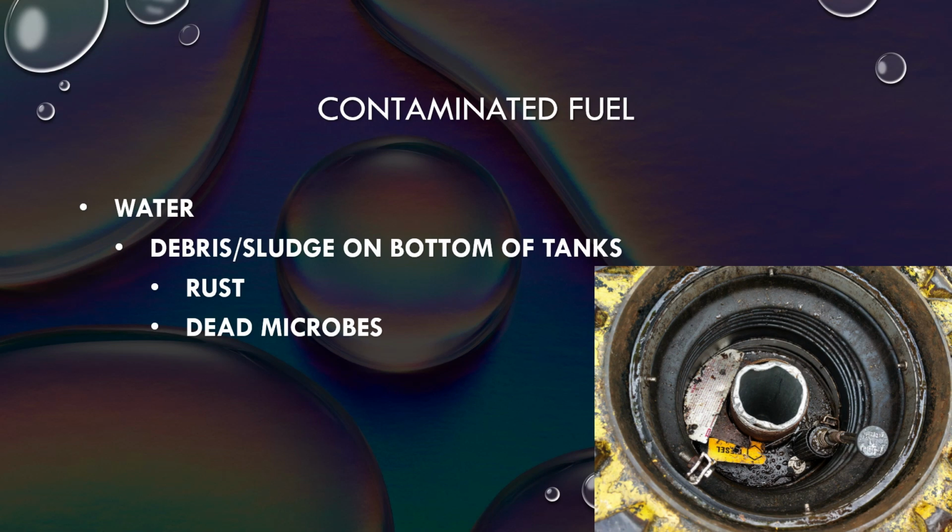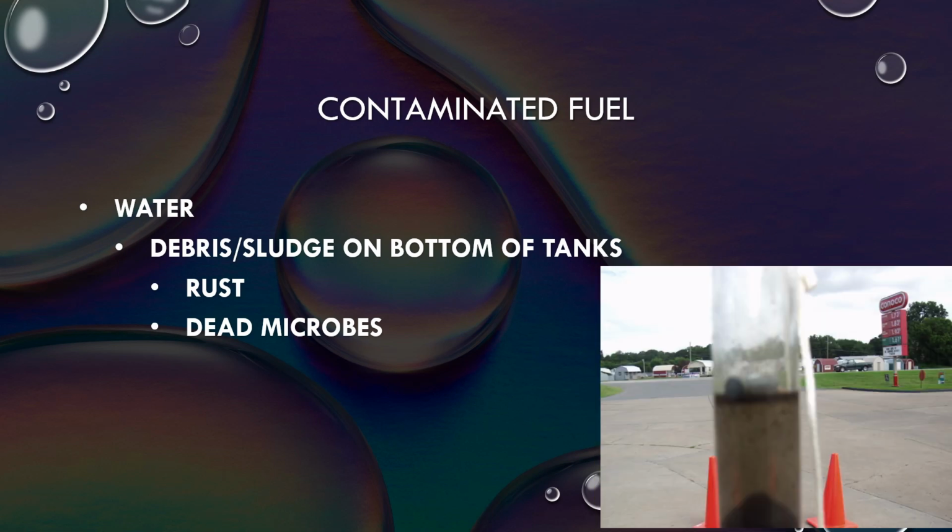Usually, microbial contamination from water is almost always the result of corrosion of the metal parts of the tanks or the dispensing equipment, and it often leads to sludge or buildup in the bottom of your tank.